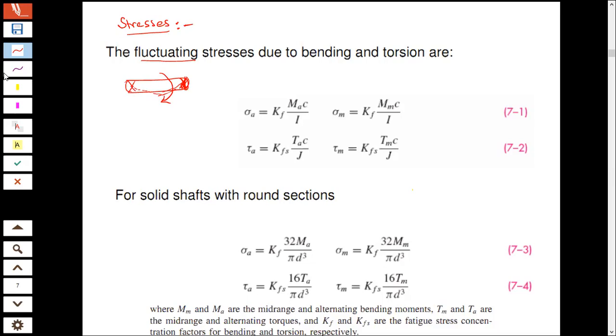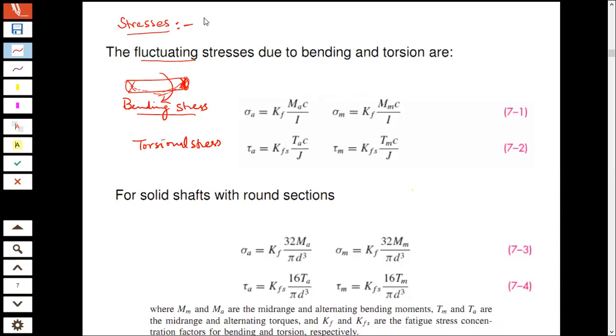So the dominant stress in here, the first one, is bending stress. Okay. Now, also, since this shaft is rotating, therefore, we are expecting that there will be torsional stress. Okay.